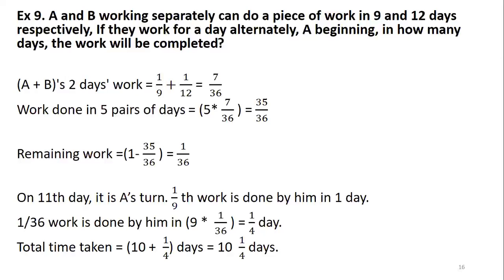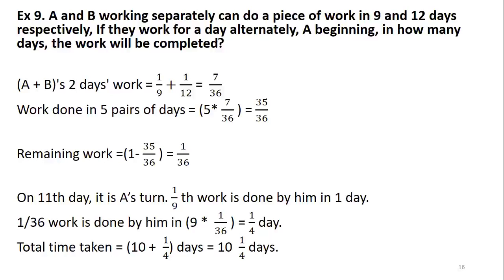So 5 into 7, 35. So 35 by 36 can be completed in 5 pairs of days. So the remaining work is how much? 1 minus 35 by 36 is 1 by 36. Now 2 days, 2 days, 2 days, like that. 5 into 2 days, 10 days it's done.